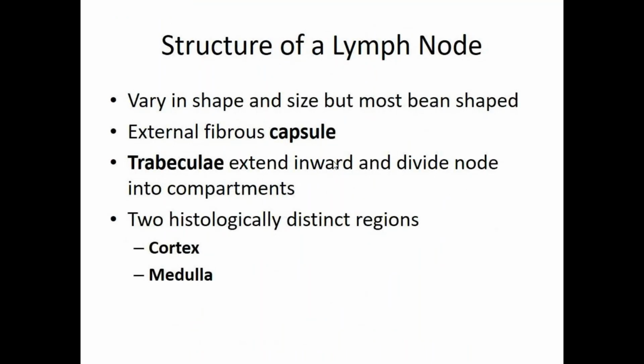Most of them are going to be vaguely kidney bean shaped, like we saw before. They're going to have, and this is going to be something that's going to carry over to most lymphatic organs, an outer fibrous capsule that subdivides the inside into separate little rooms. So we have trabeculae that make us into little rooms. And there are two parts. There's an outer part, which is the cortex. The inner part is the medulla.